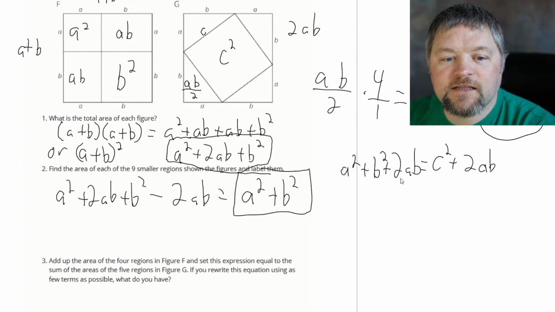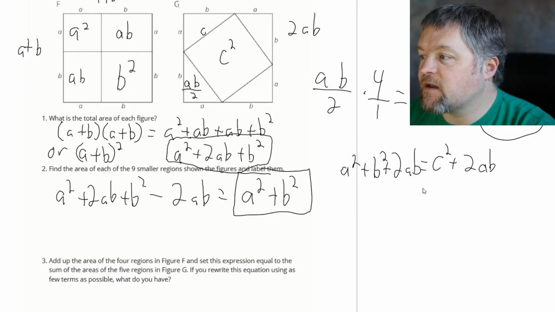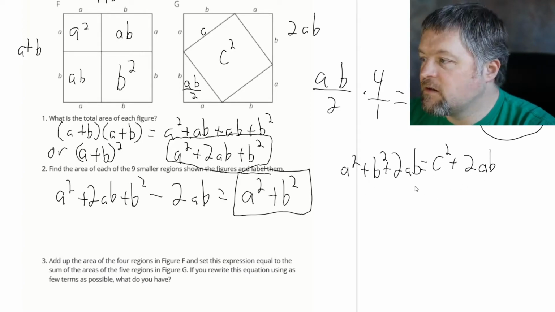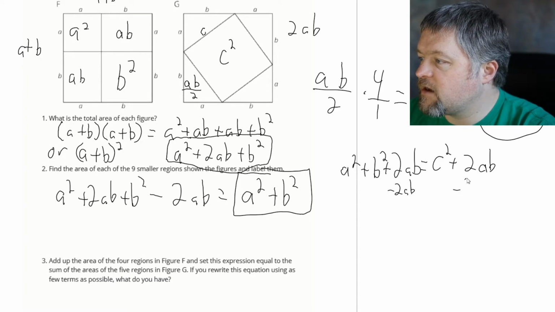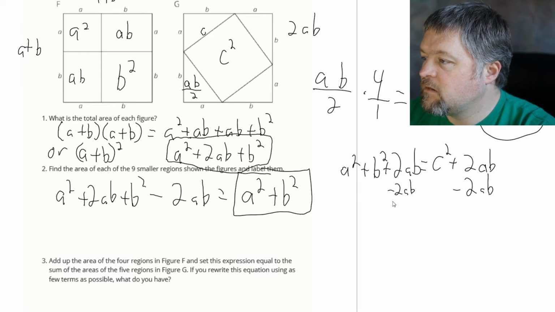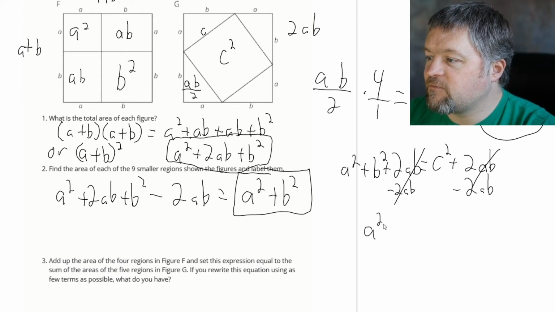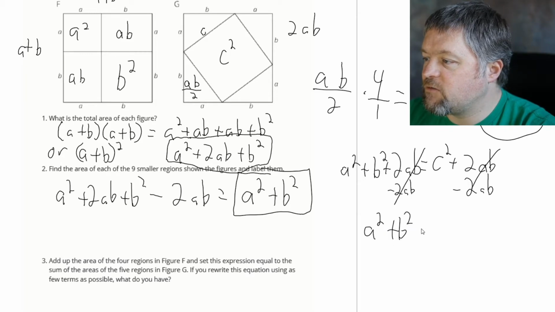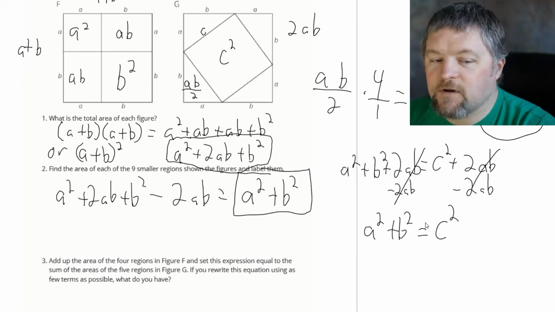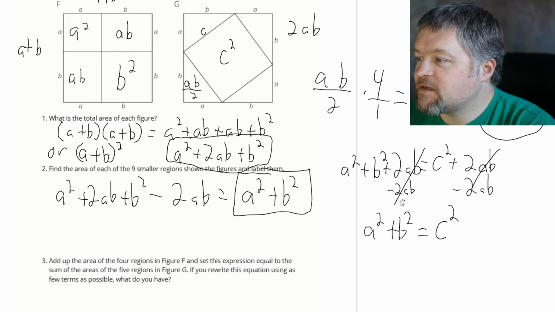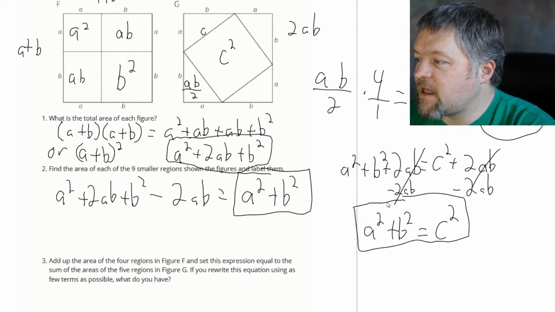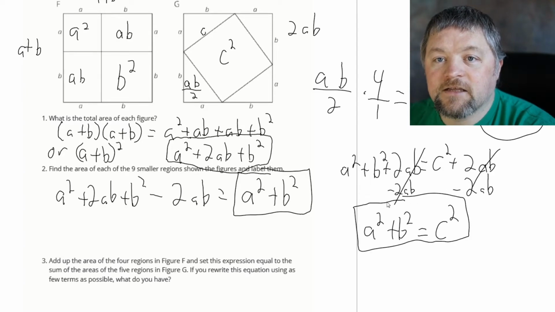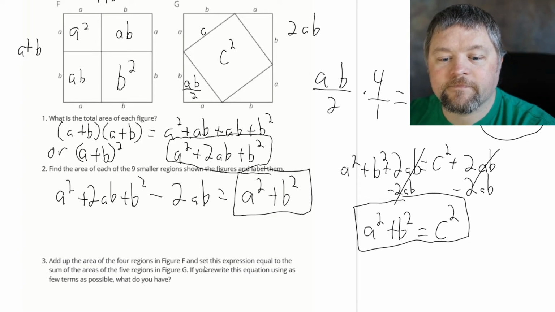So now, is there anything in here we can simplify? Well, each side of this equation has a 2ab. So let's subtract 2ab from each side. Those cancel out and those cancel out, and we are left with a squared plus b squared equals c squared. This is what we talked about in our last lesson, the Pythagorean theorem.